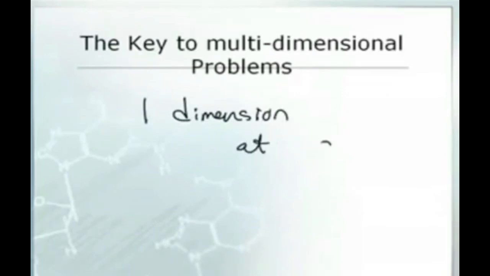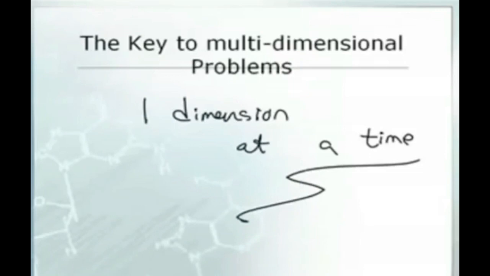Okay, so the key to multidimensional problems is to do one dimension at a time. So work on the top dimension first, and then work on the bottom dimension. So let's do an example here.